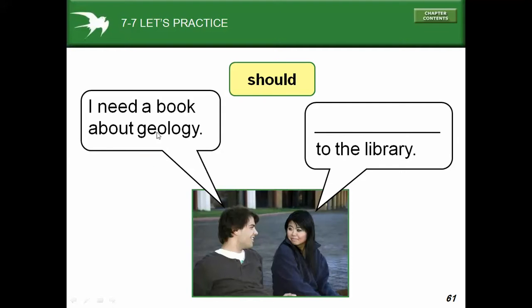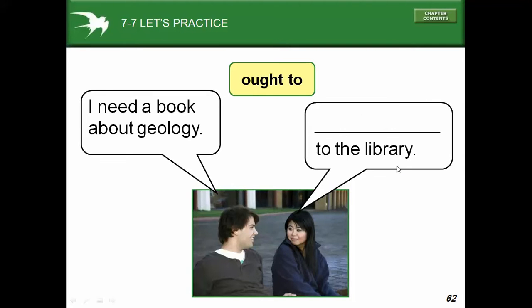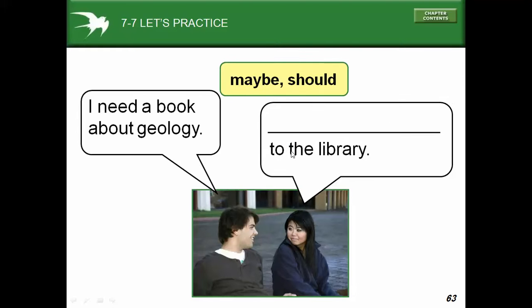I need a book about geology. You should go to the library. You ought to go to the library. Maybe you should go to the library. This softens the advice. Maybe with should.